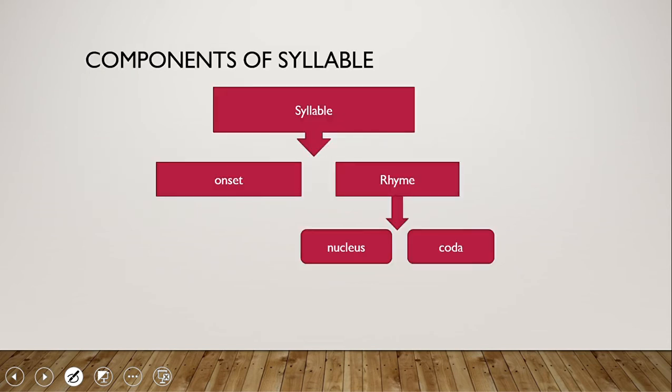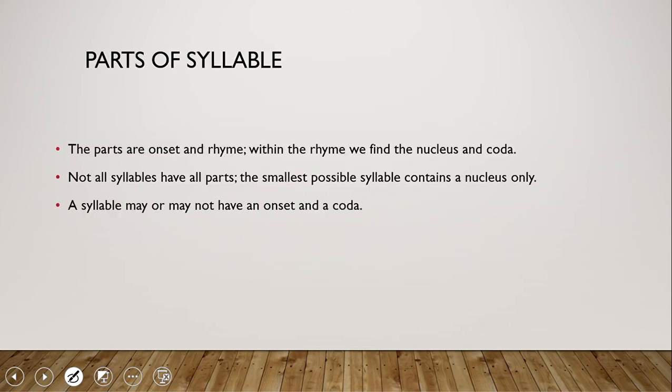Let's move towards the components of syllables. A syllable consists of two main components, that are onset and rhyme. The rhyme is then composed of nucleus and coda. Let's discuss them in detail.